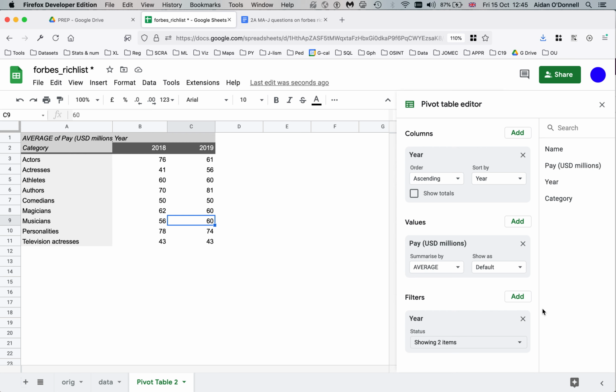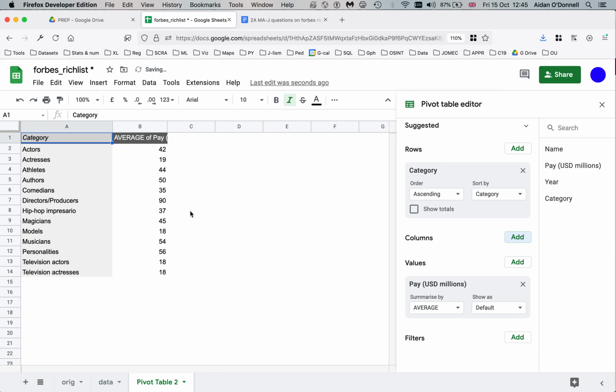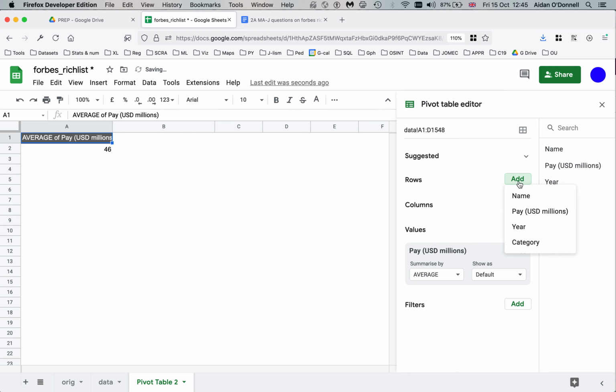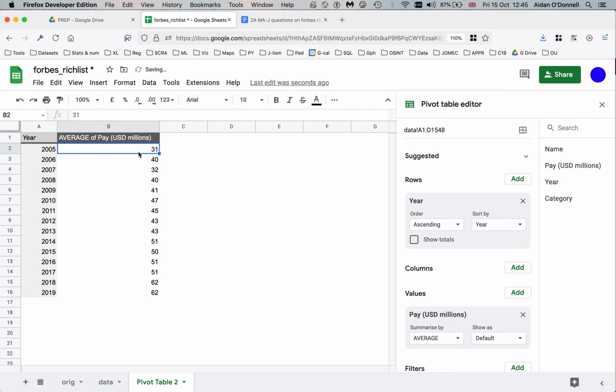Which year saw the highest annual income on average? Let's remove all of these. Let's remove the columns. So here we are. Except it's by category, which is not what we want. We want it by year, because years are the things we're interested in. So those are our years, and for each year we are getting average pay. And the year with the highest is the last 2 years.